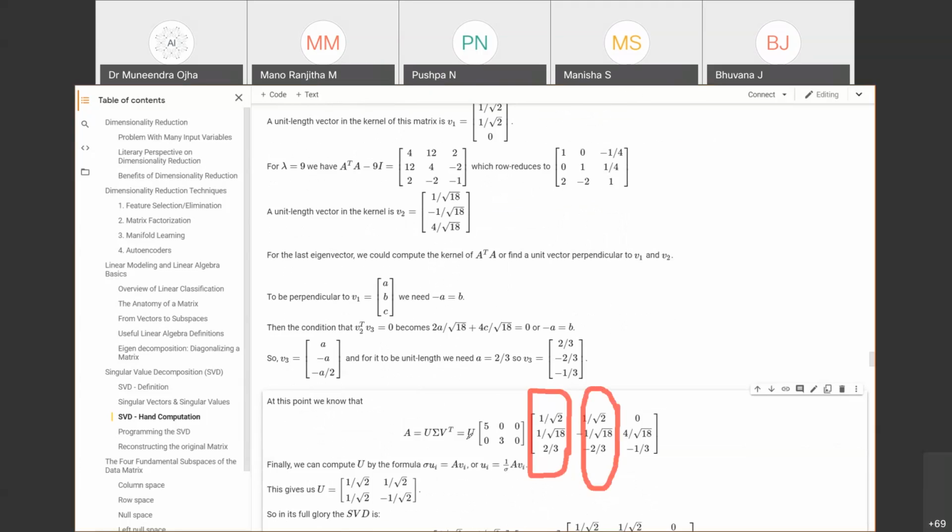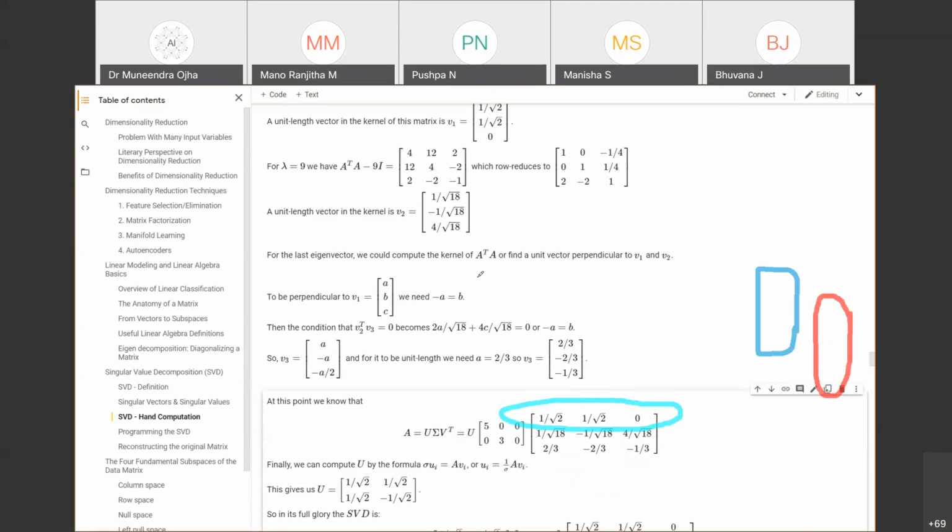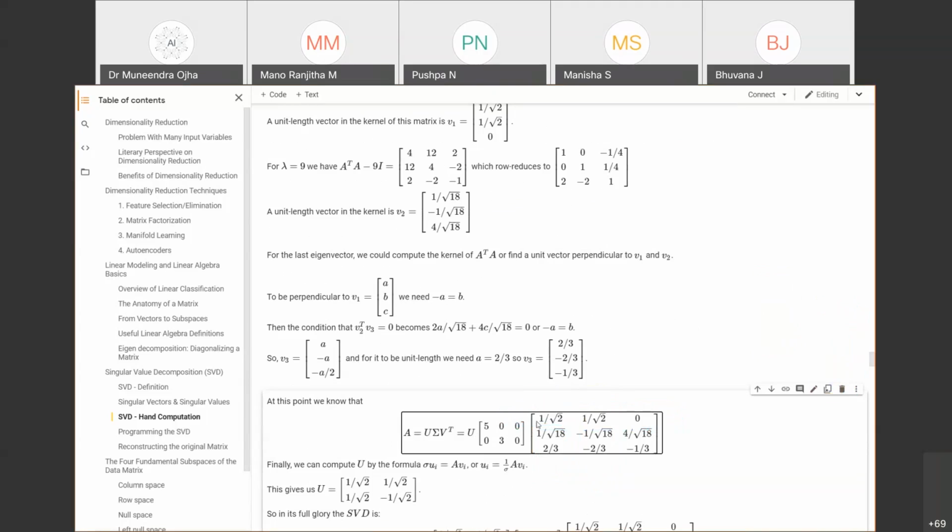However, you remember we have U sigma V transpose. So this is actually a transpose. So instead of having it like this, what we find is that the column vector has been transposed to become a row vector. So the first eigenvector is in a row instead of being in a column. The first row is the first eigenvector, the second row is the second eigenvector, this one by root 18, minus 1 by root 18 and so on, and the third eigenvector is part of the third row.